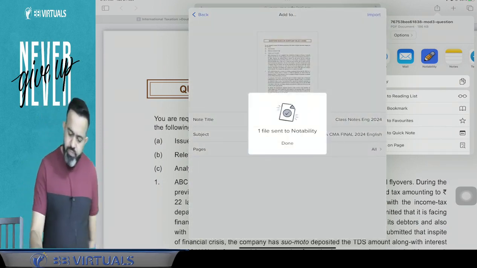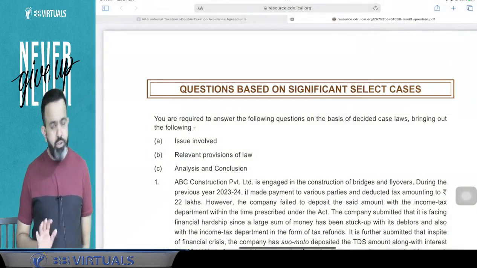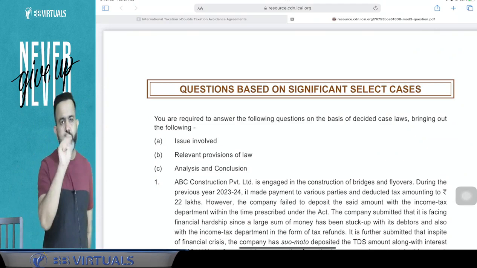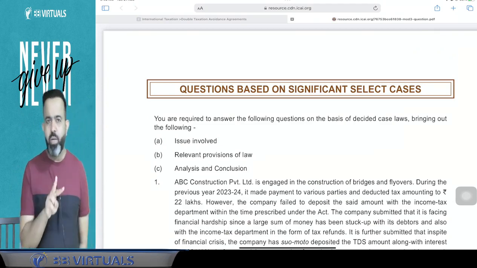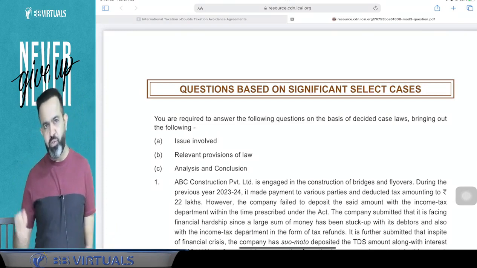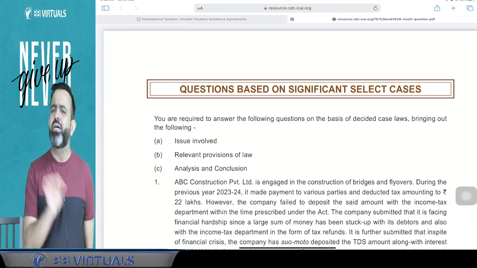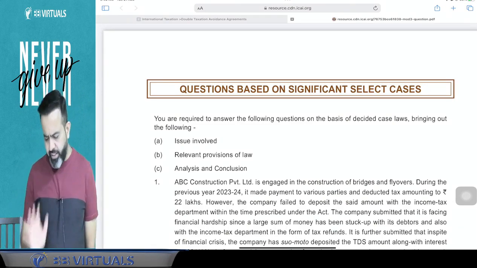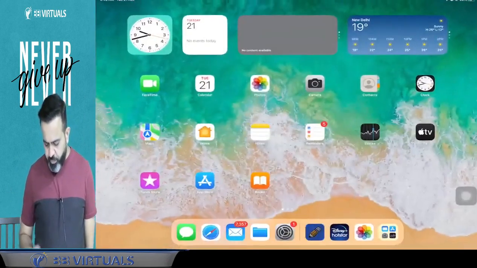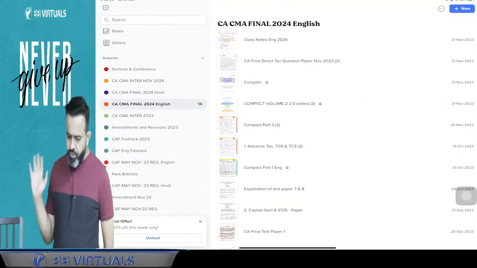So these 10 case law based questions, you should check from your module, because if you receive the compiler in the 2 part, then it is not included in your compiler. But if you receive the compiler in the 1 part, we have incorporated these 10 case law based questions in the compiler. Done. So this is the completion of this particular concept.